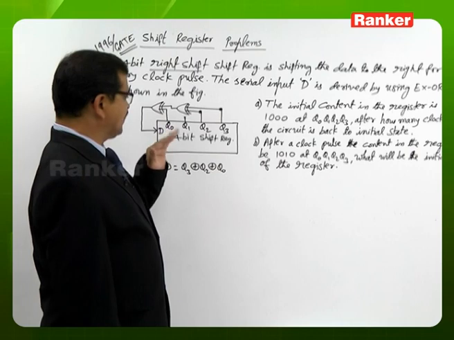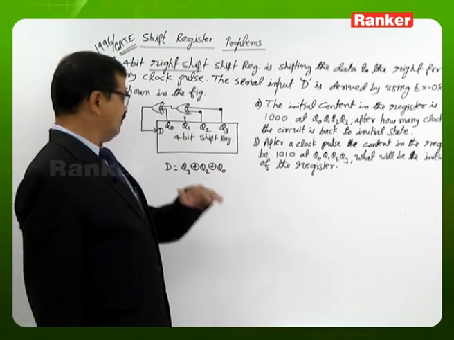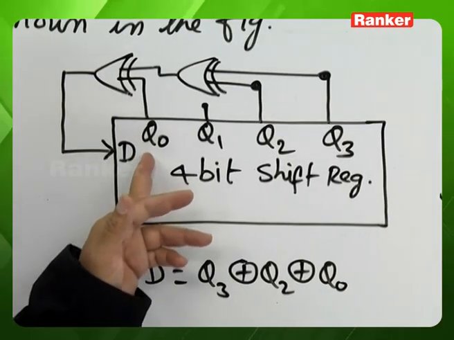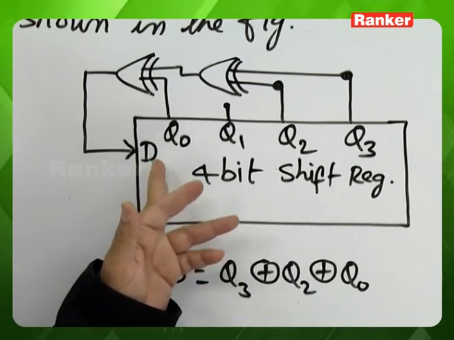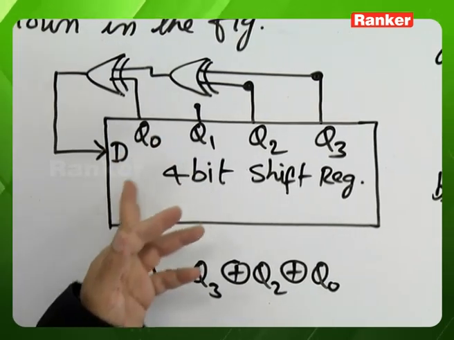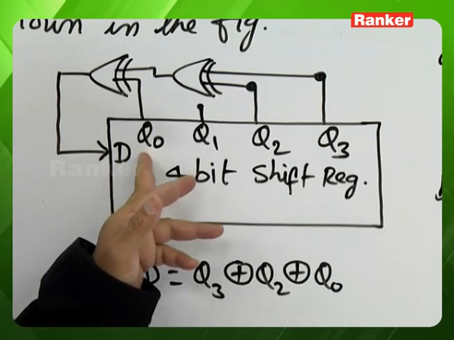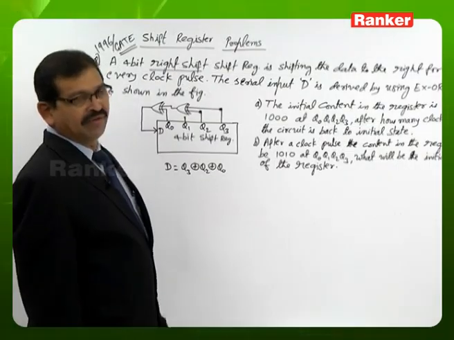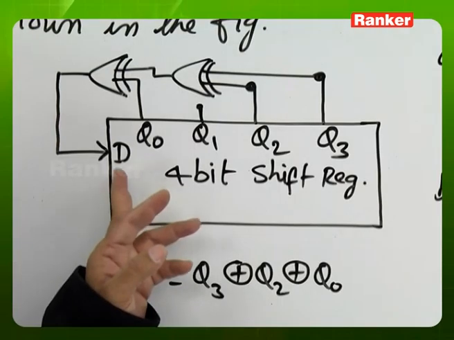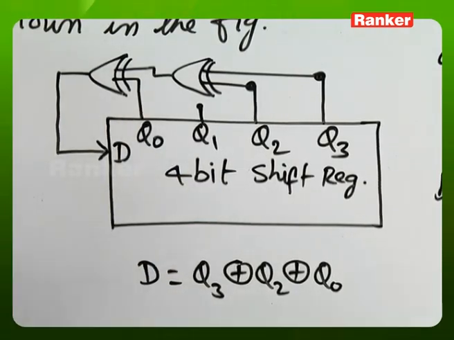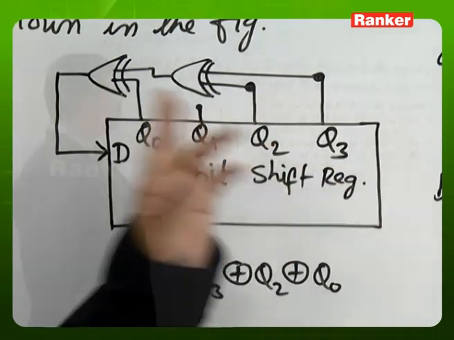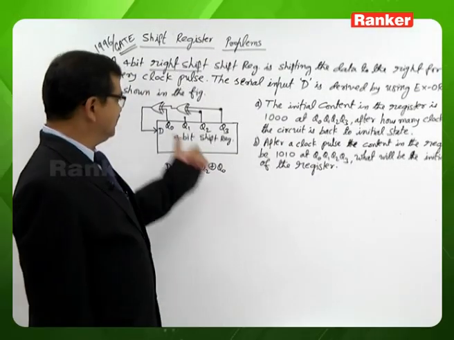While looking at this figure, normally the mistake we make is, seeing Q0 nearer to where the serial input D is entering, we mostly try to transfer the serial input D first to flip-flop 0. It is wrong. The serial input D is not transferred to flip-flop 0 first. The serial input D will be transferred to flip-flop 3 first. That is the hidden thing.